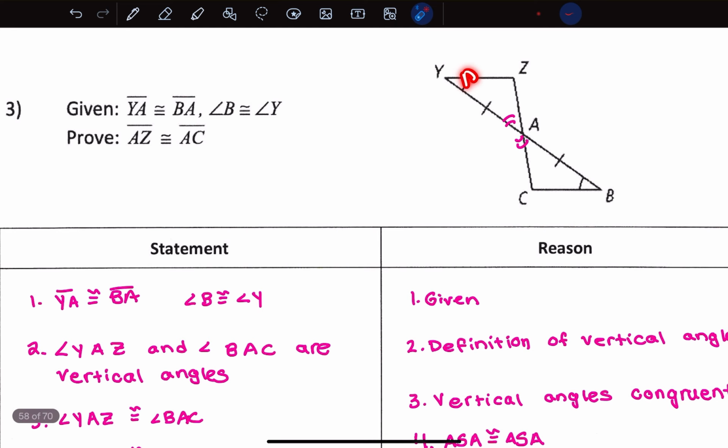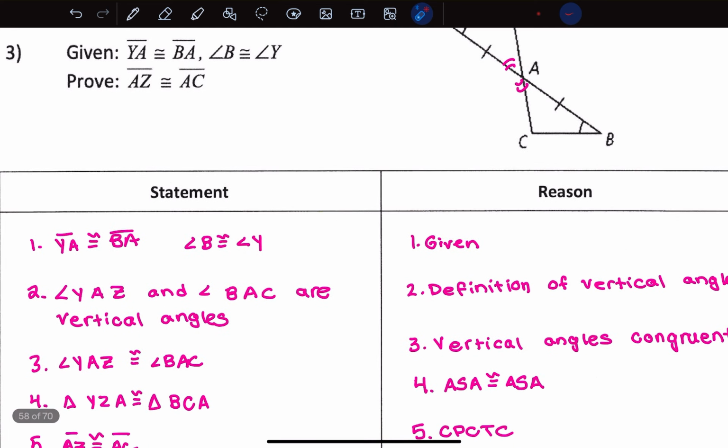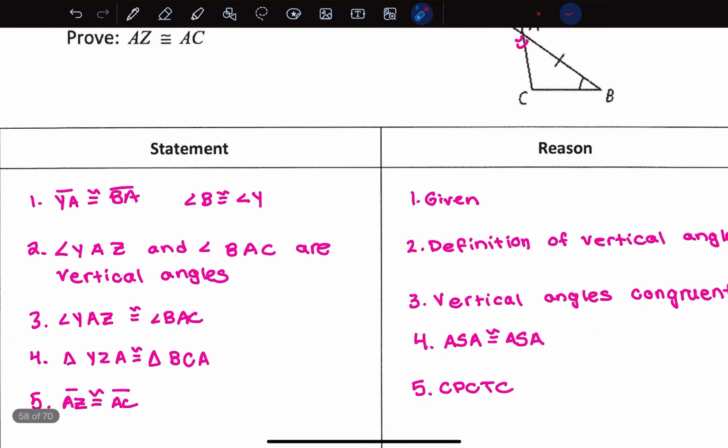Because now I have angle, side, angle, I can state my triangles are congruent. And then AZ is congruent to AC by CPCTC.